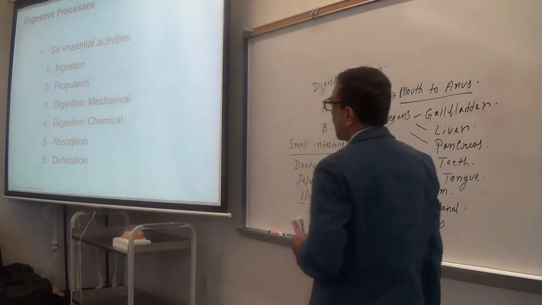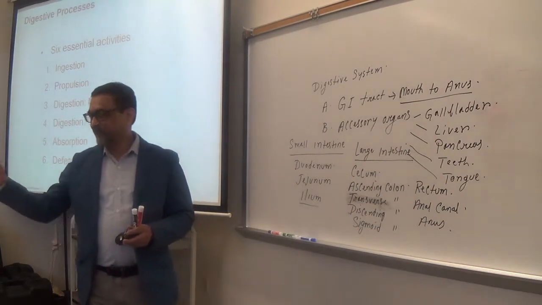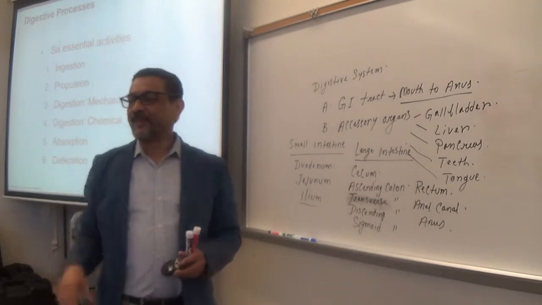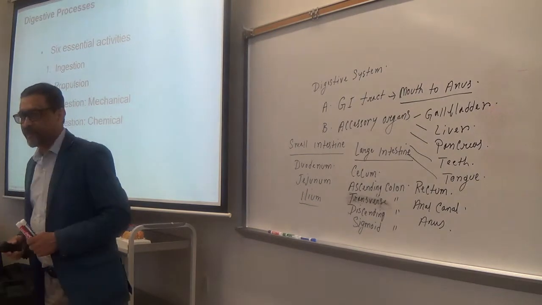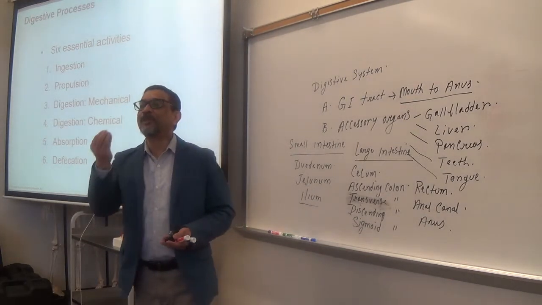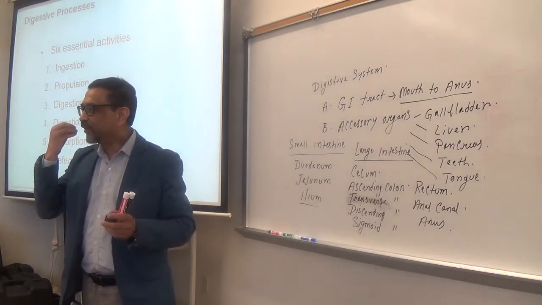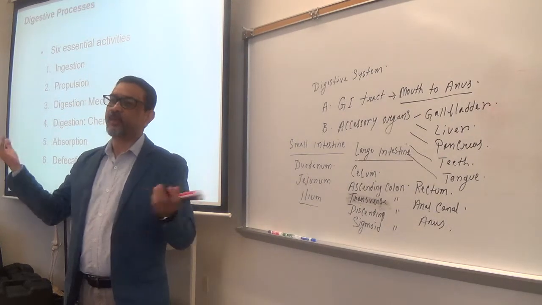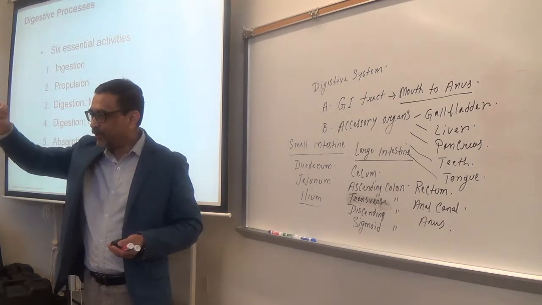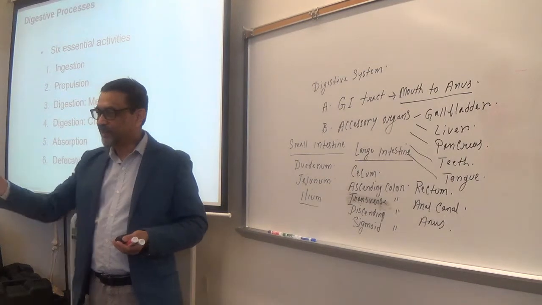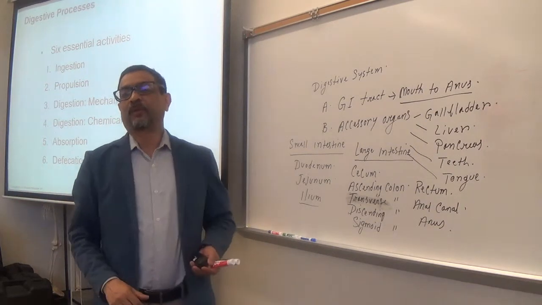Processes occurring in the digestive system. 6 processes, I said 4 before, that's the respiratory. 6 processes take place in the digestive system. Ingestion, which is just putting the food in the mouth. Very simple, okay? The first thing you do, you put the food in the mouth, right? So that is called ingestion. Then propulsion. Propulsion is the movement of the food through the GI tract. You know that food slowly goes down through the GI tract.